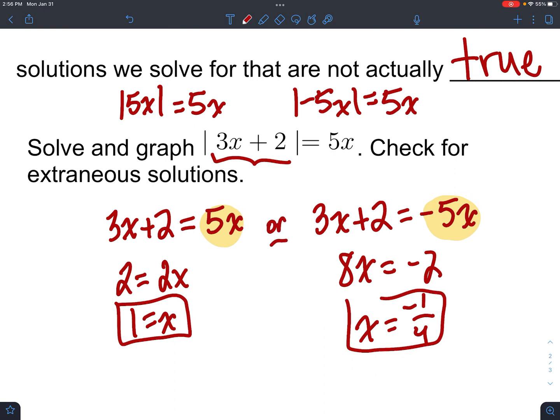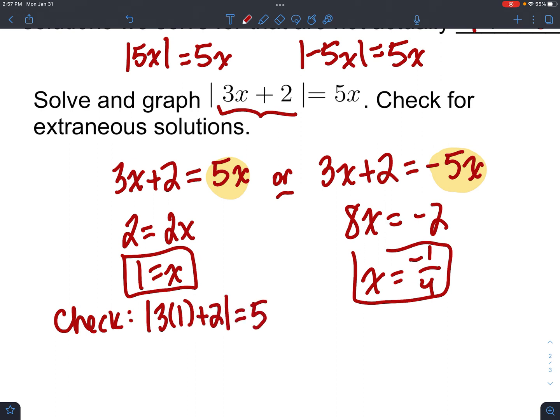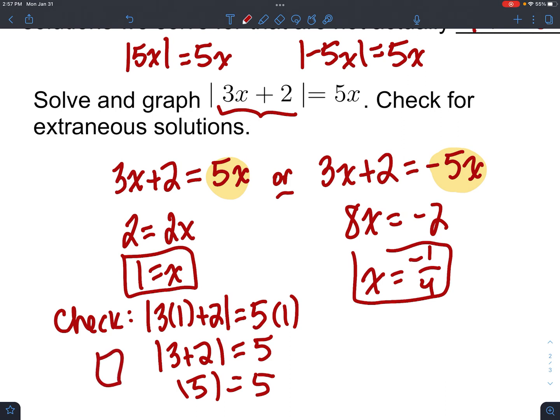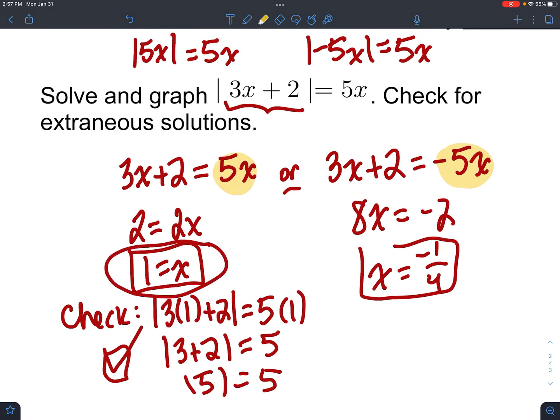So it's an OR statement. So let's check this one by just going up to the very top and plugging it in. So when this happens, we get 3 plus 2 is 5. Absolute value of 5 is 5. So this is a big check mark. I would like to double circle this or something, highlight it. That is truthfully a solution.